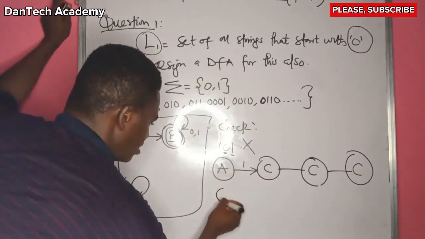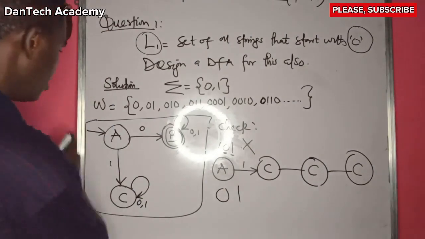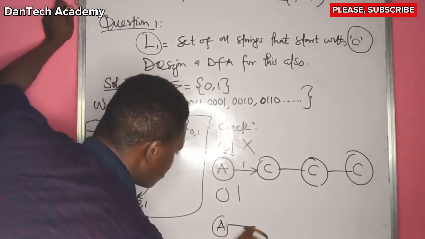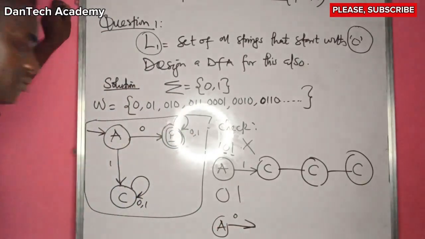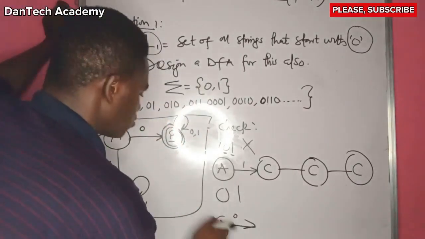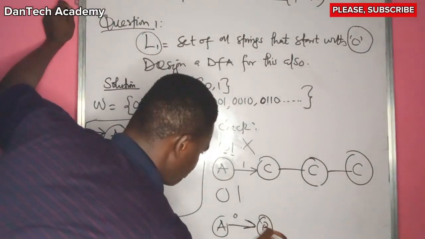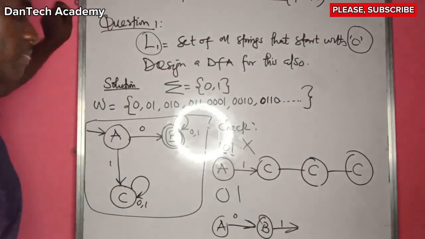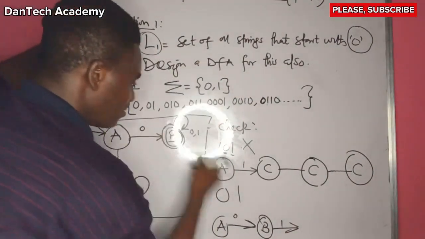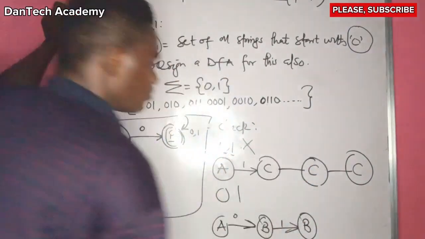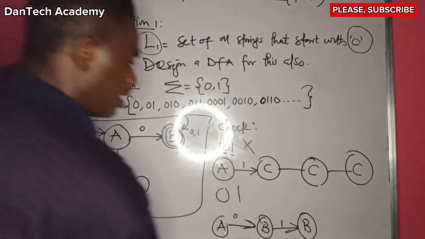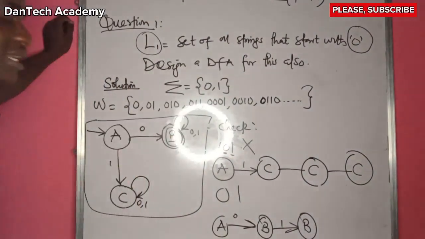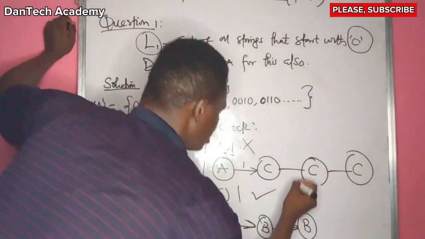If we have 0, 1, 0, 1, what do we have here? We have A, start, 0 enters. The next one that enters moves to B. We have another input of 1. This 1 enters. It still remains in B. That's final, right? This B now, we check. Is B the final state here? B is final. That says that 0101 is accepted.